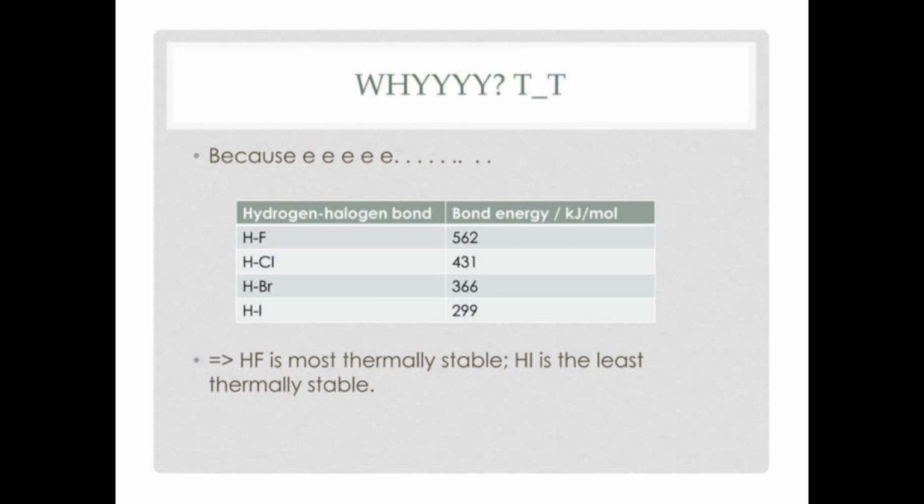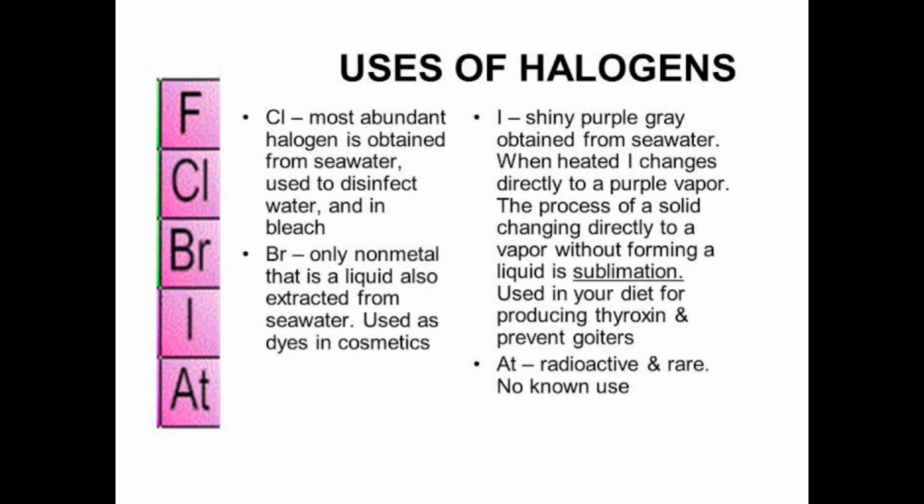Okay, here is a quick reason why we have the reactions in the previous slide that we have mentioned. If you look at the bond energy of HF, HCl, HBr, and HI, you will see that the bond energy is decreasing. So that means that hydrogen fluoride is the most thermally stable, while hydrogen iodide is the least thermally stable.